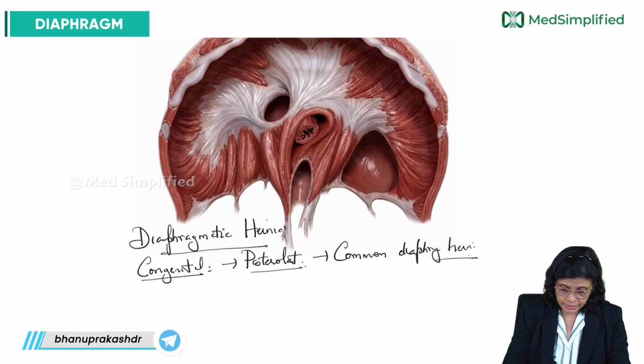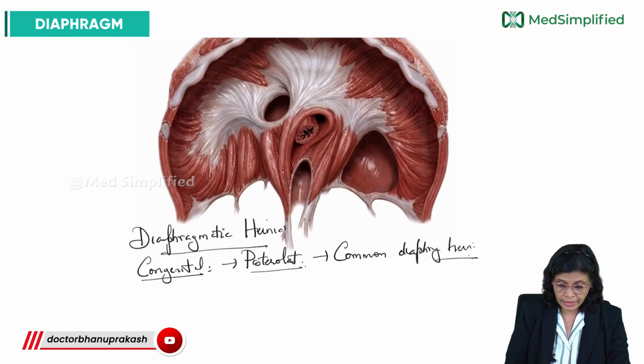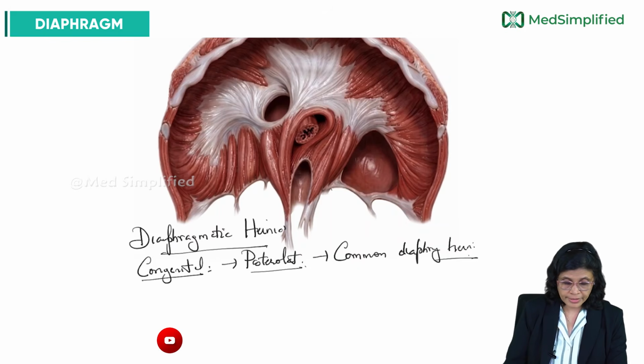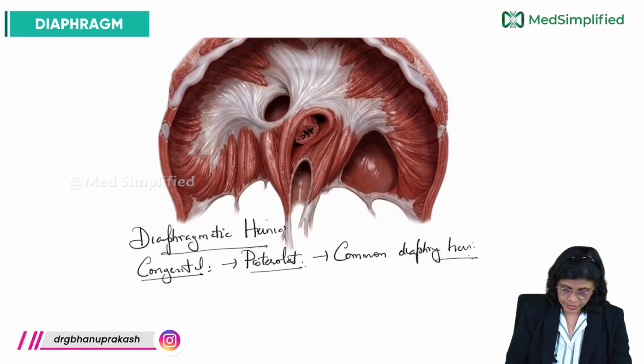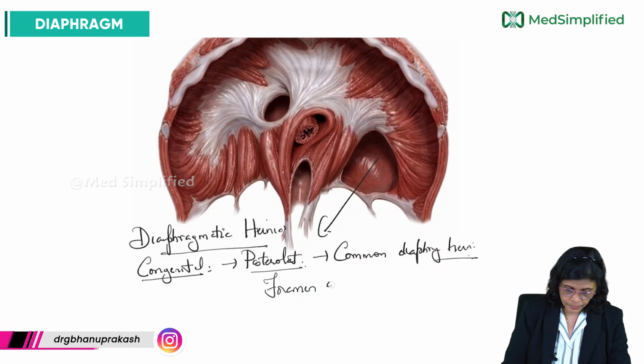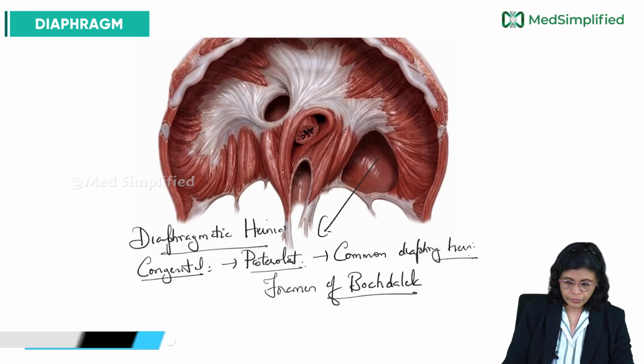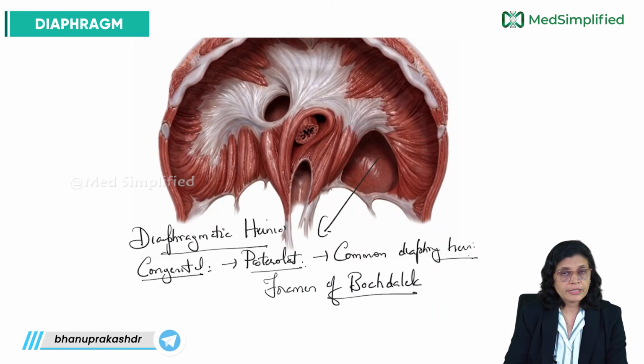Here the herniation usually occurs through the gap between the pleura and the peritoneum. Okay, so the pleuroperitoneal hiatus, that is between the vertebral origin and the costal origin of the diaphragm. This is called the foramen of Bochdalek. So here we have the foramen. This is the posterolateral hernia because of this gap, which we call the foramen of Bochdalek.